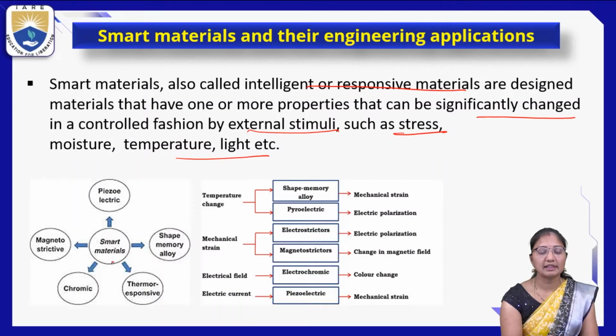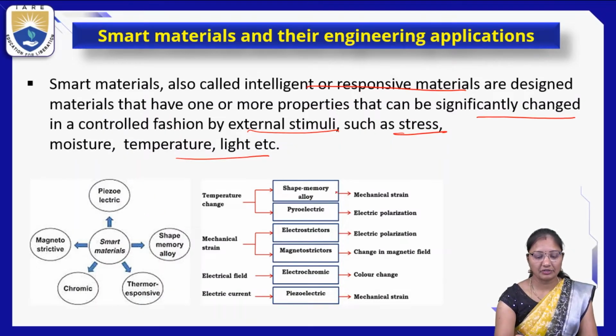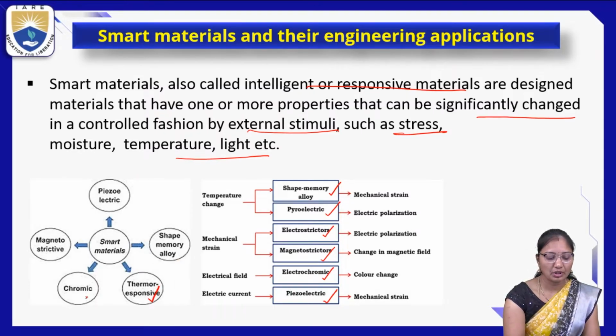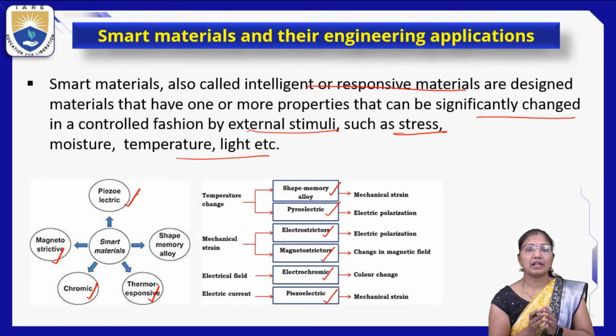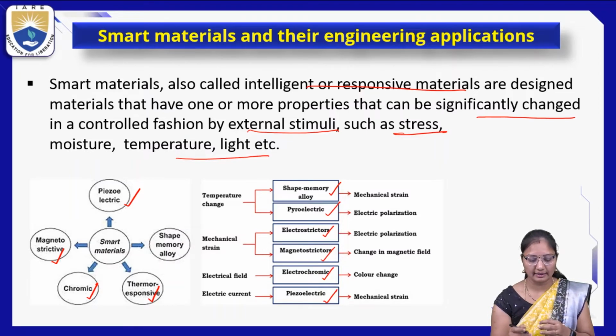These materials again come in different types, like shape memory alloy, pyroelectric, electrostrictors, magnetostrictors, electrochromic, piezoelectric, thermoresponsive, chromic, and magnetoresponsive. Piezoelectric means an electric current is produced due to mechanical strength.